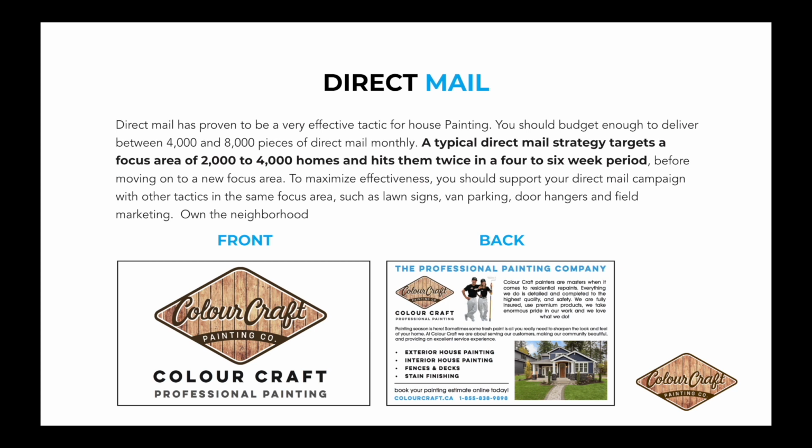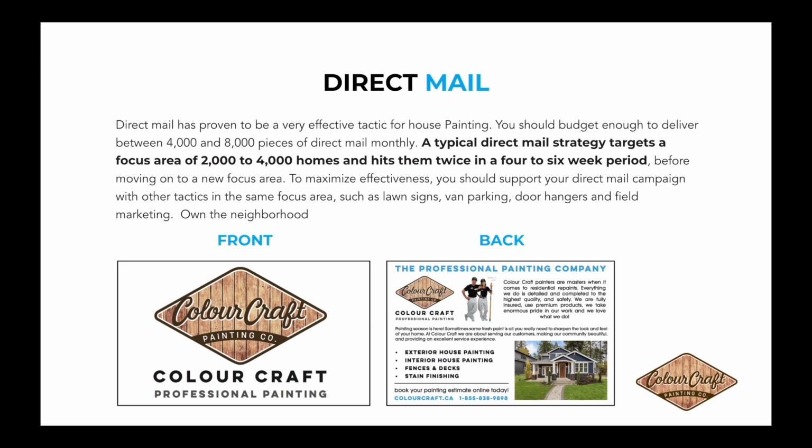They've already, they like your brand already. They've already kind of done their investigation, their own work. And that's the benefit of a passive strategy, is that they're calling in. You're not going to them, right? You should budget enough to deliver between 4,000 and 8,000 pieces per month.